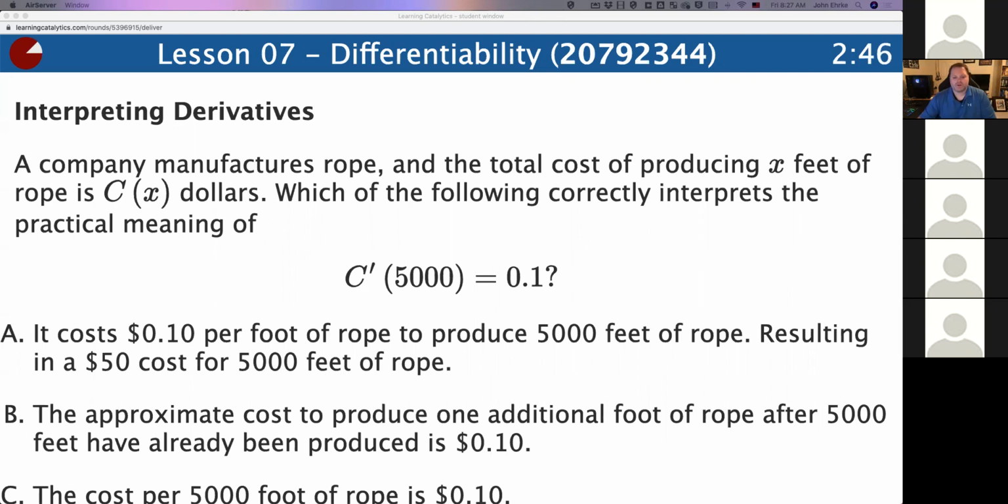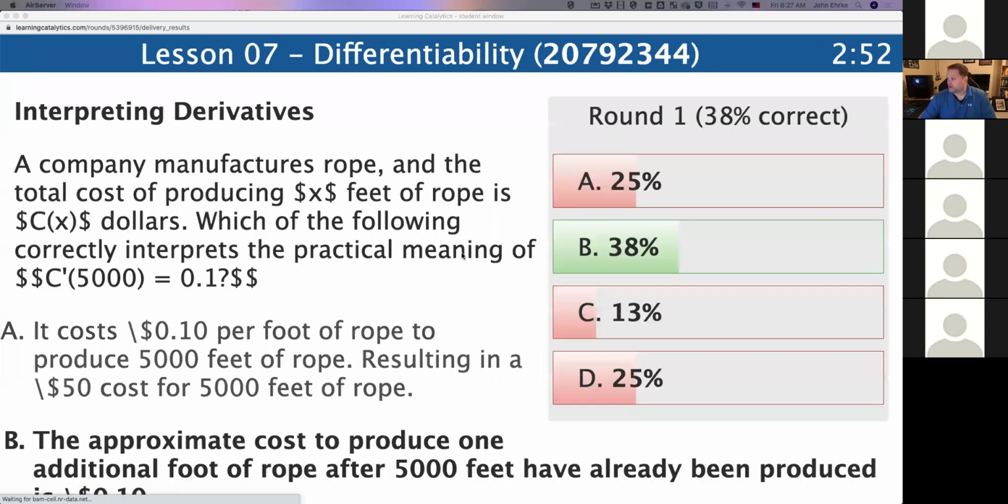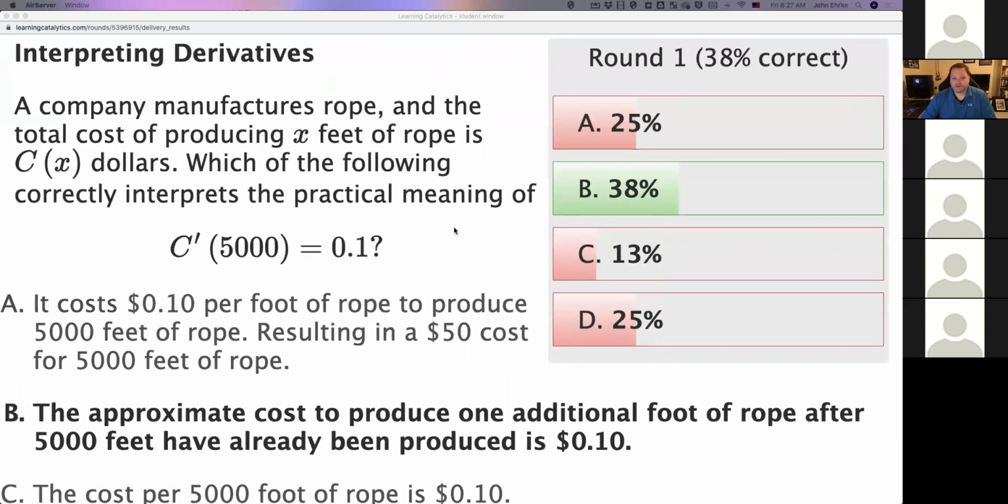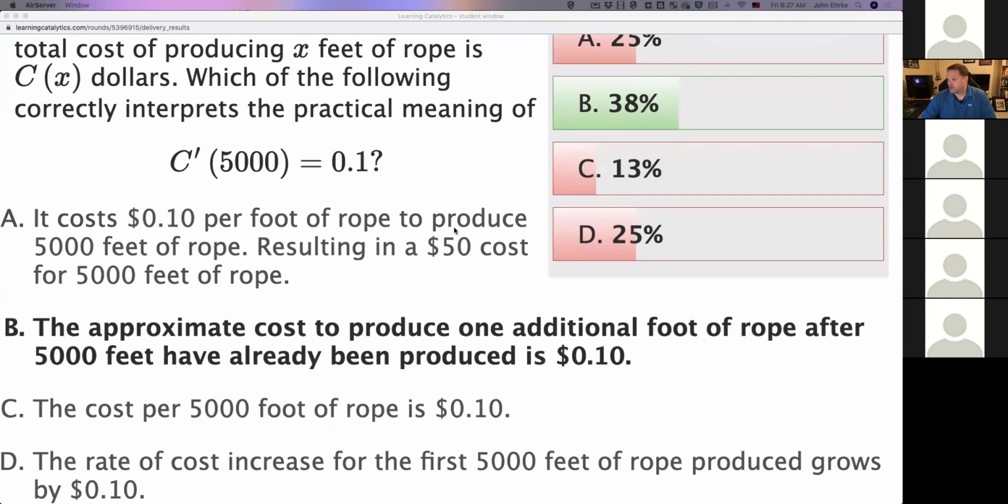All right, almost all of you have responded, and we're a little bit torn. The correct answer is B. Let me go through each of these one at a time just to make sure we understand why they were wrong. It says it costs 10 cents per foot of rope to produce 5,000 feet of rope, resulting in a $50 cost for 5,000 feet. So 10 cents per foot times 5,000 is $50.